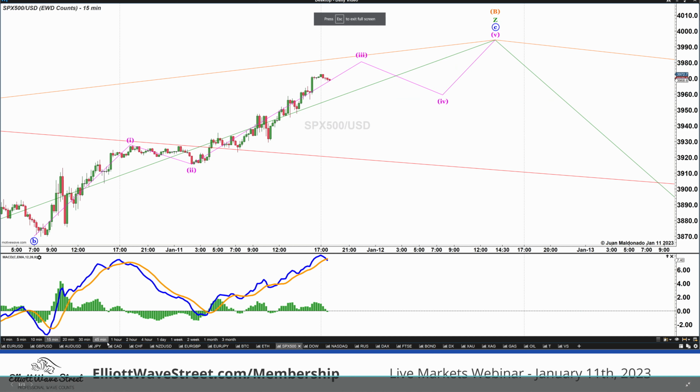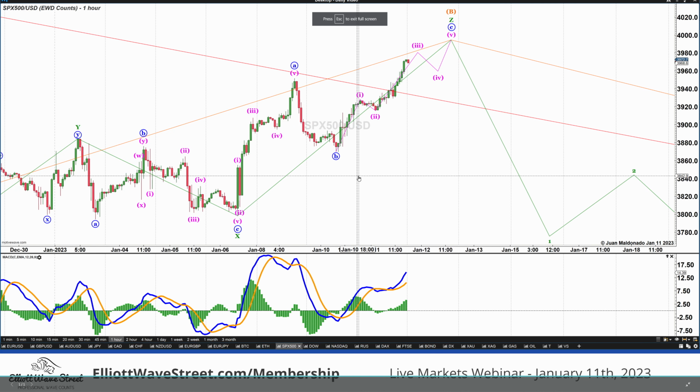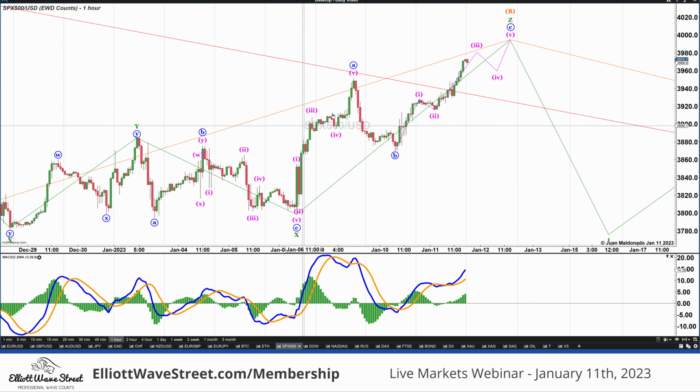But we have a clear picture, thanks to the Elliott Wave theory on the hourly chart, trying to find out, in terms of the structure, what the big guy is planning here.